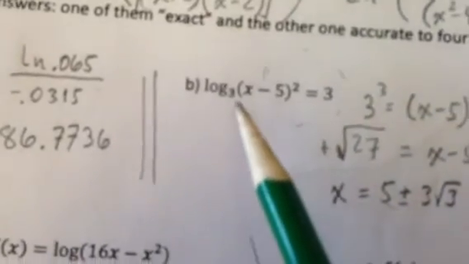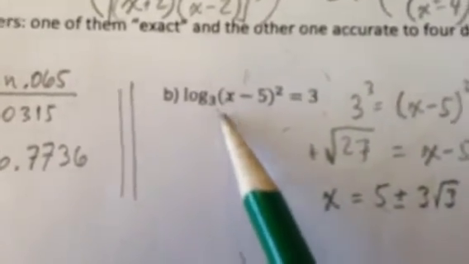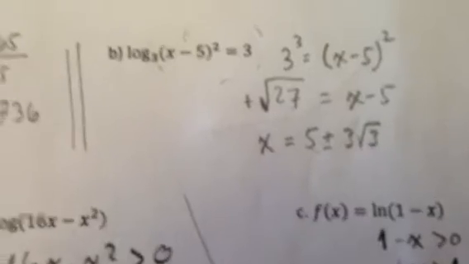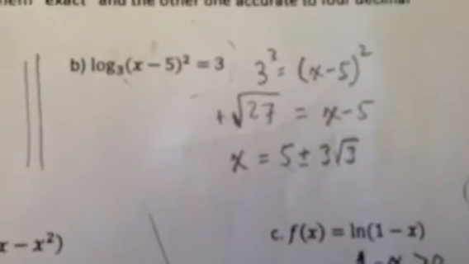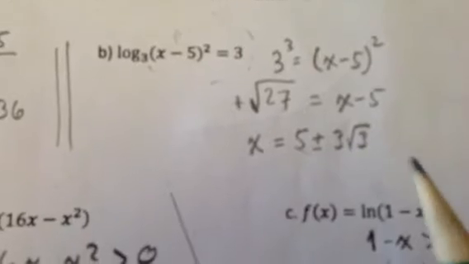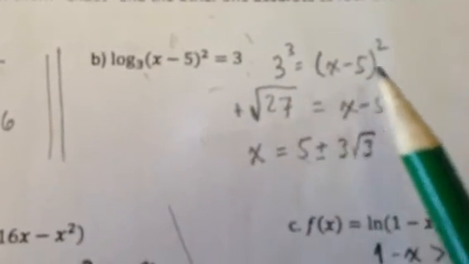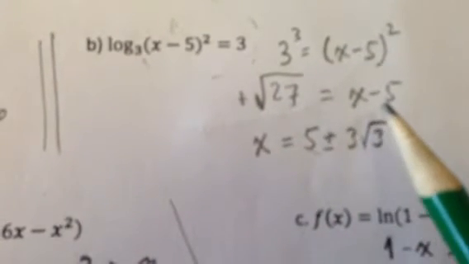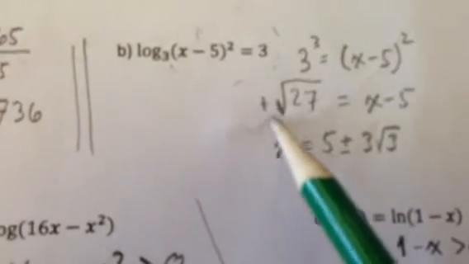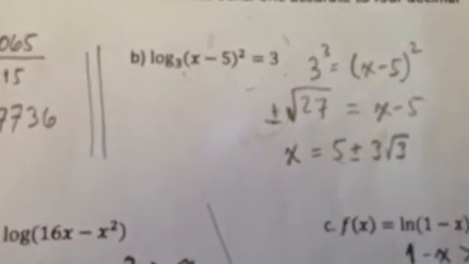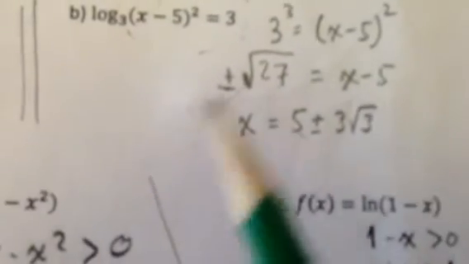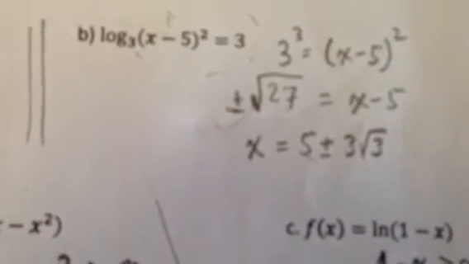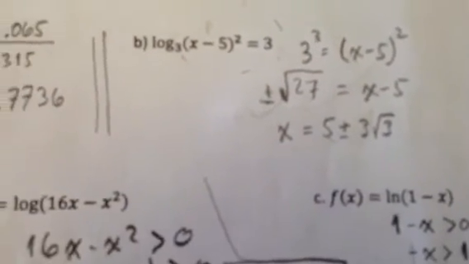This is a log equation, which means I'm going to use the snail. 3 to the 3rd power equals x minus 5 squared. Well, this one's not too bad to solve, because 3 to the 3rd is 27, and then I'm going to take the square root of that to get the x minus 5 all by itself. So the square root of 27 equals x minus 5. Actually, it's plus or minus the square root of 27. So x equals 5, adding 5 now to both sides, 5 plus or minus. I wrote it as 3 root 3, but you could write it as square root of 27. Same thing. No big difference.